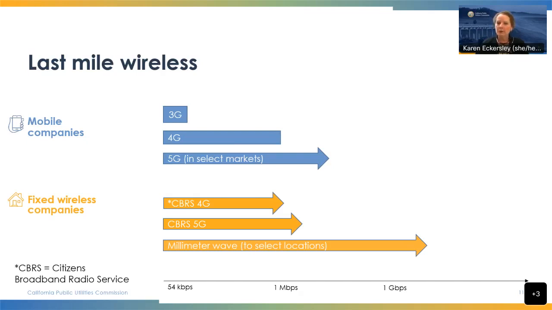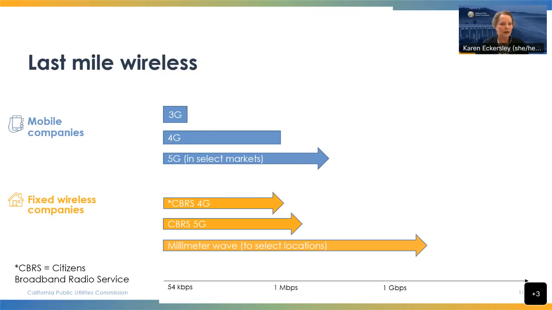A community broadband provider may find that they are competing with a mobile provider for some customers, perhaps because some low-income households cannot afford both, or because mobile had previously been the only option available.